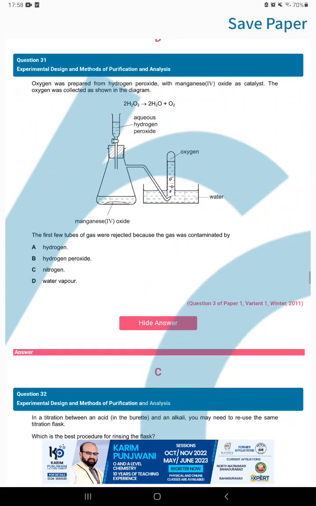Oxygen was prepared from hydrogen peroxide with manganese oxide as catalyst. The oxygen was collected as shown in the diagram. The first few tubes of gas were rejected because the gas was contaminated. This question is repeated. Hydrogen peroxide, nitrogen, water vapor. What do you think?